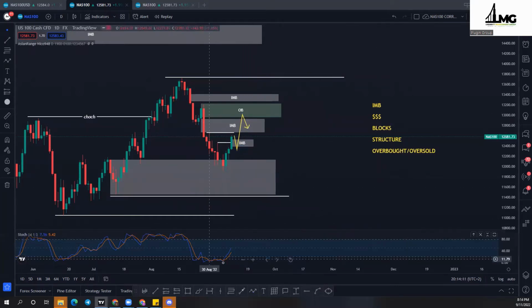Yeah, and as you can see on the daily, what I like is that price was oversold, so we had a reason to push back to the upside. With overbought and oversold, I just use it on the higher time frame. I don't usually use it on the lower time frame. My higher time frame is composed of the daily, weekly, and 4 hour. So on the 4 hour, daily, and weekly, I'm definitely bullish.